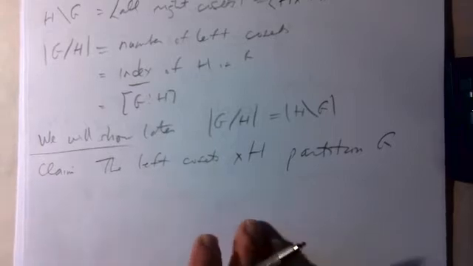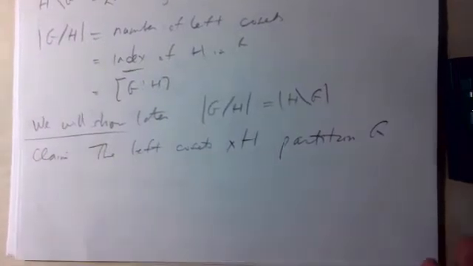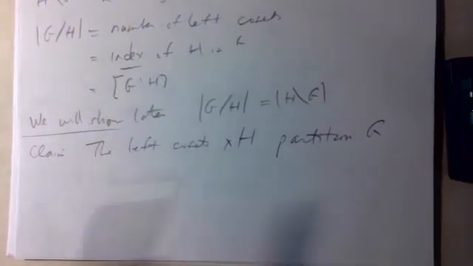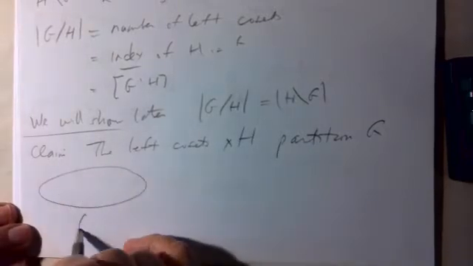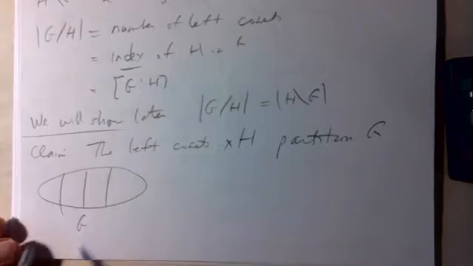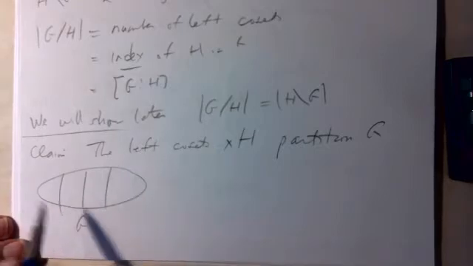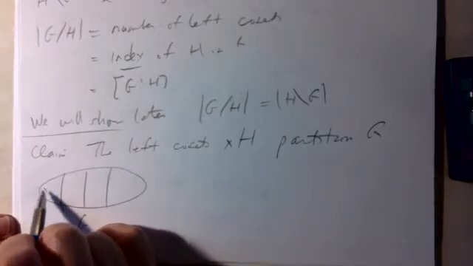So again, you have to remember what everything means. A partition of a set is a collection of subsets with two properties. Every element of the set belongs to one element of the partition, and the sets in the partition are disjoint. They have no elements in common. So you have a group G, and it's divided up into a finite number of pieces, which are all going to be cosets.